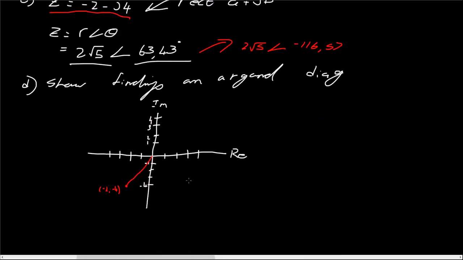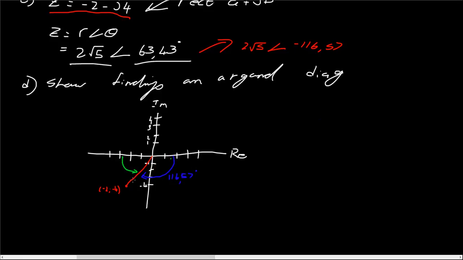So as I said, that 63.43 that we calculated is measured from here. But remember, when we write in polar form, you actually want to write it with the angle measured from the x-axis. So if we measure from the x-axis over here, that angle is 116.57 degrees. Okay?